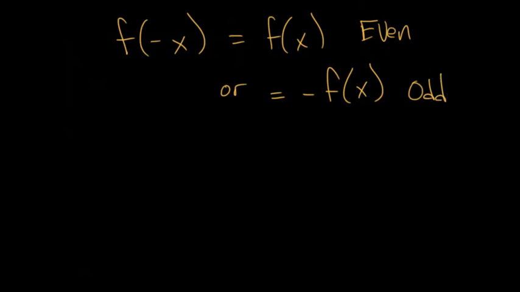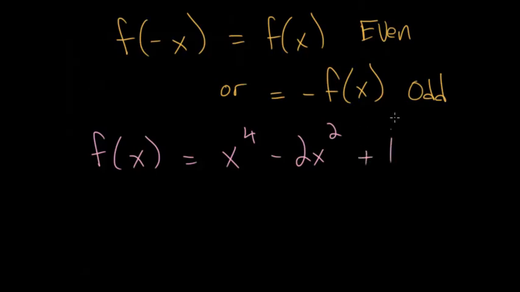Now, a quick pattern we can learn is that, let's say we have the function x to the fourth minus 2x squared plus 1. So if your function only has terms in it that are even, when I put in the opposite of x, all of these end up becoming positive. So let me walk you through that just so you can see it.